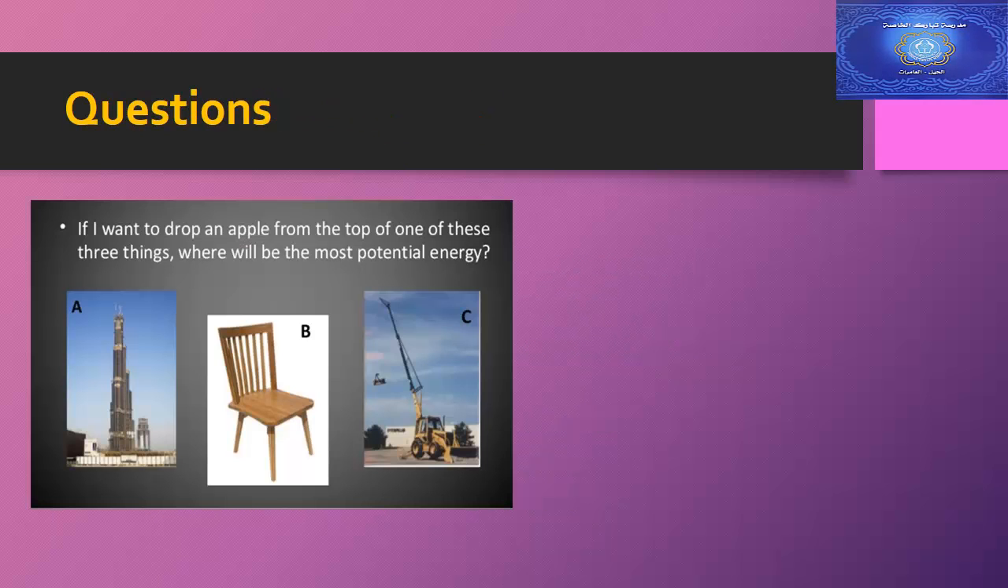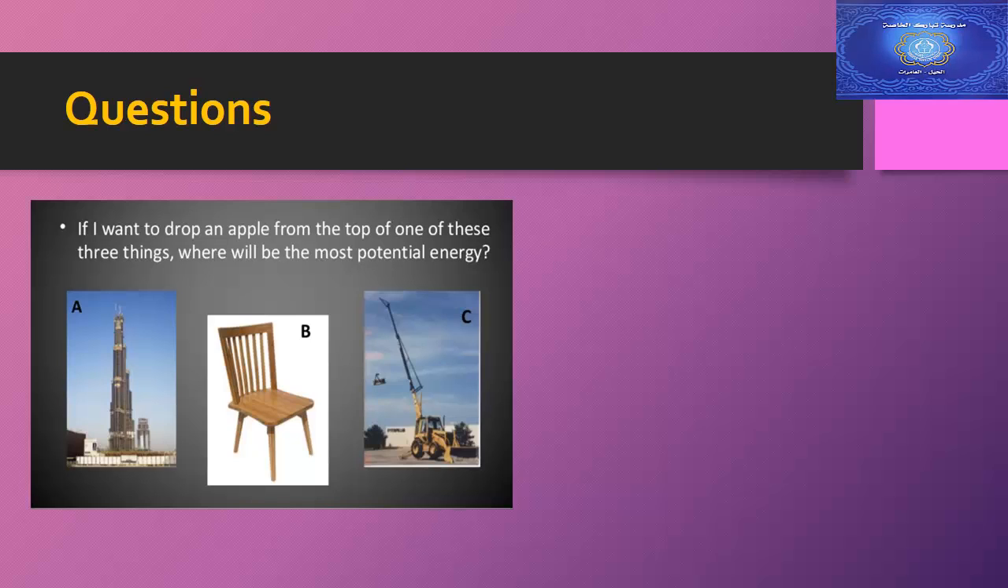Now we are going to solve some questions related to this part. First question: if I want to drop an apple from the top of one of these three things, where will be the most potential energy? We have building, chair and crane. Which one has most potential energy?